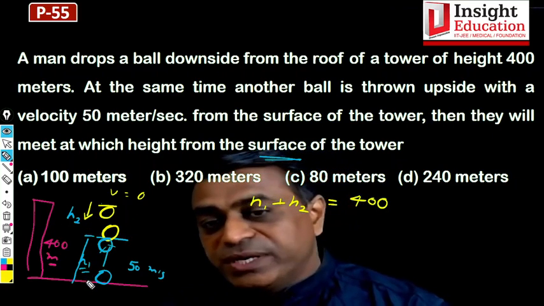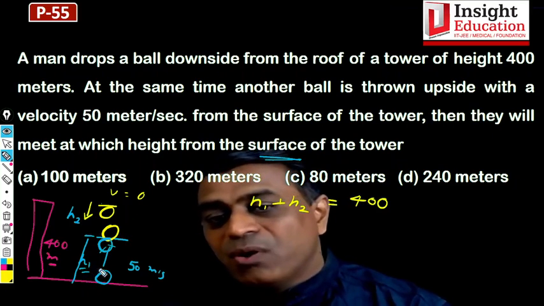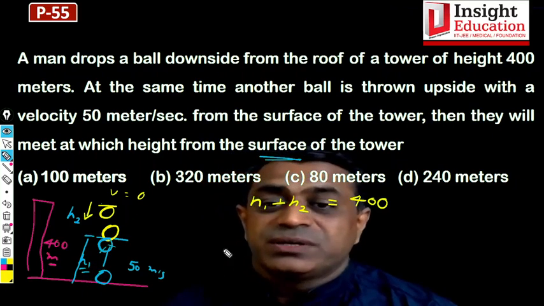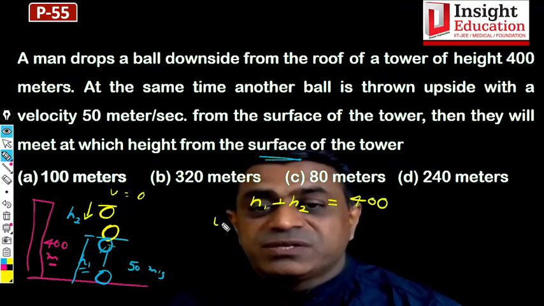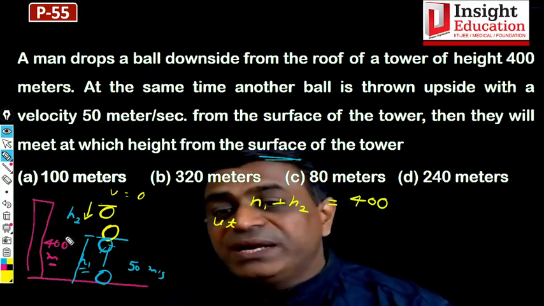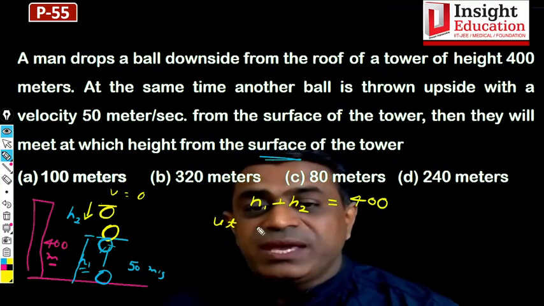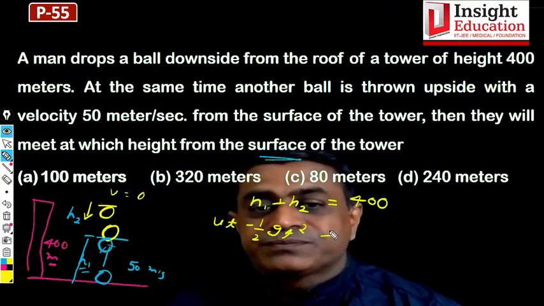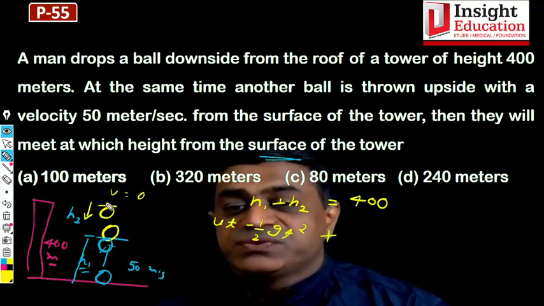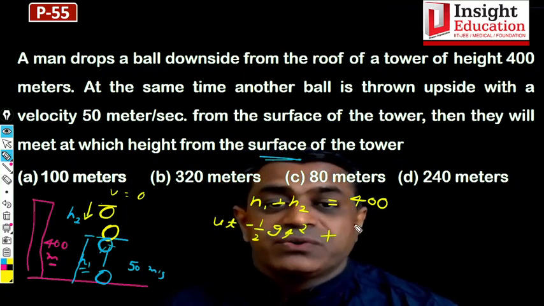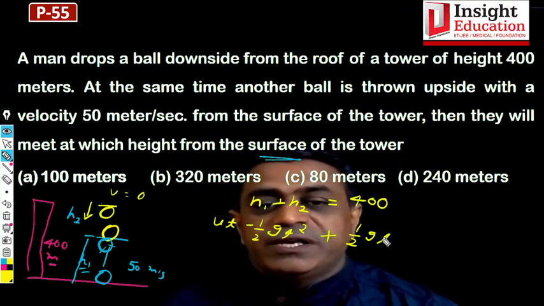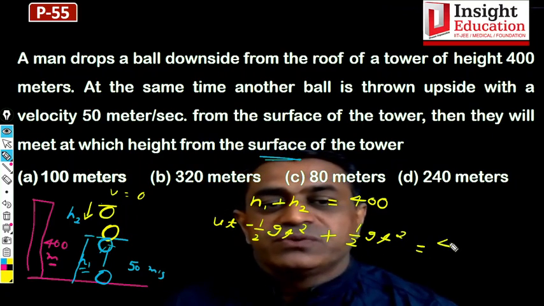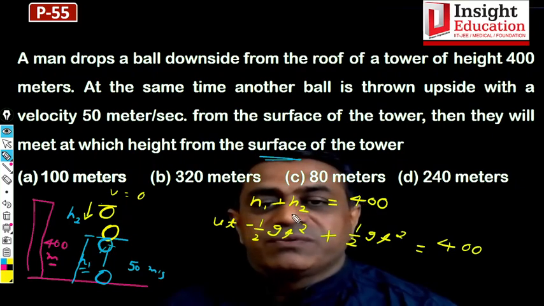Now h1 is the distance traveled by the ball in the upward direction. So third case, the equation is ut. Both will take the same time, so I can use ut minus 1 half gt square for h1, and for h2 that is the first case, so h is equal to 1 half gt square because u is equal to 0. So total, 1 half gt square and 1 half gt square cancel, so ut is equal to 400.